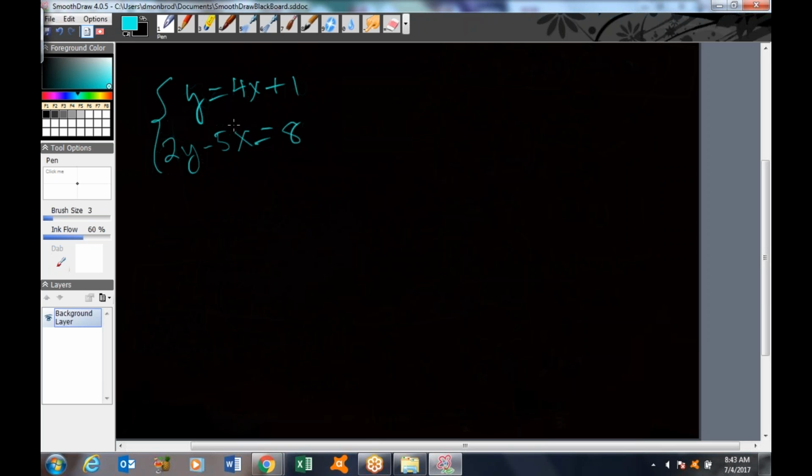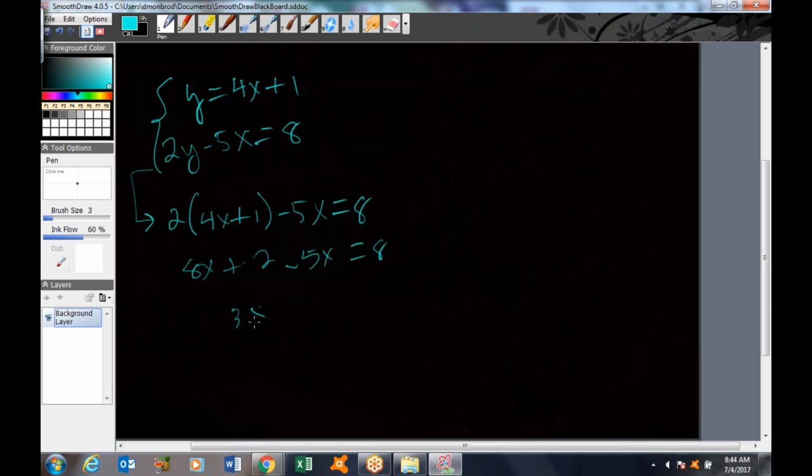Well, again, since one of the equations is already solved for one of the variables, this first one, I'll just use that in the second equation. So I'll take the second equation and write 2 times (4x plus 1) minus 5x equals 8. So take one equation, pick one. This one's already solved for y, so I'm not going to fight it. And put that y value into the other equation. Now I expand all this and solve as I normally would.